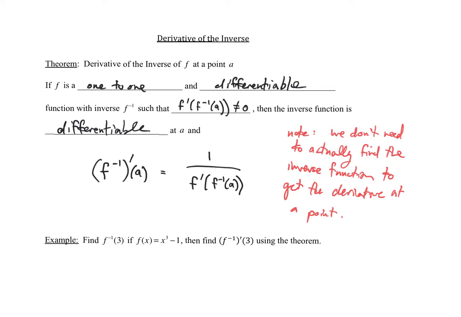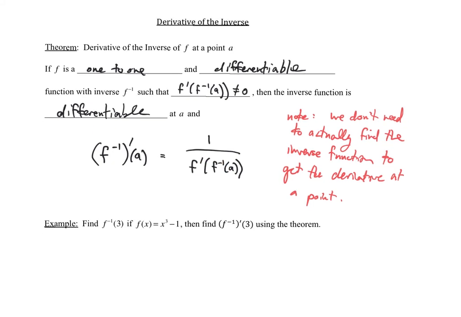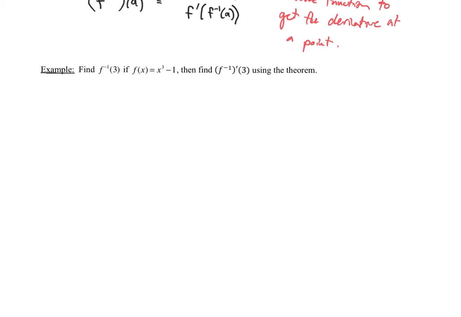One thing I want to point out is we can see why we have this requirement that f prime of f inverse of A must not be equal to 0. The reason why we have this requirement is we don't want to have a 0 in the denominator of our derivative. Let's take a look at an example. Looks like I've forgotten to number this example, but I guess we'll get over it.